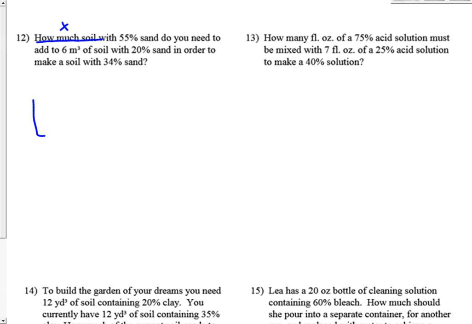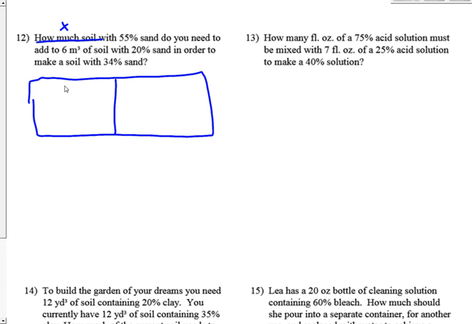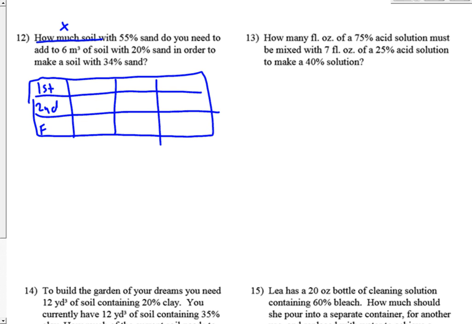And so when we make our table, we have our first part, our second part, and our third part, our final. Our percentage goes here, quantity goes here, and concentration goes there. So the first part of what we have is this unknown amount of 55% sand soil. So we put our 55% here, and we don't know how much we have.